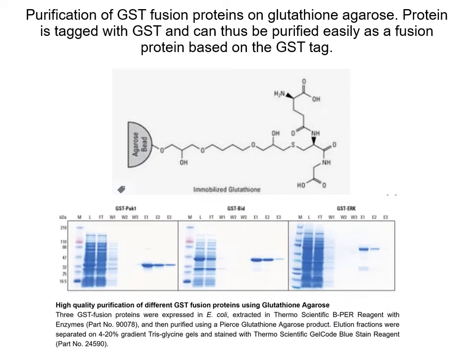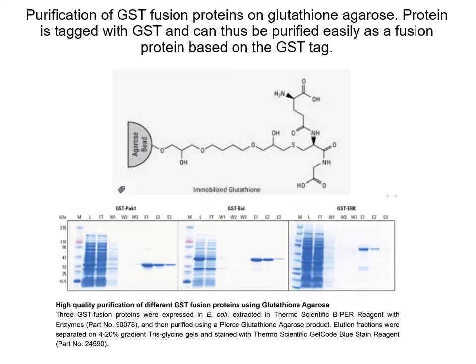Then we've got wash, wash, wash, and finally, the next 3 lanes, E1, E2, are elution, where the column with the bound protein is flushed with an extra of glutathione, which competes for the GST with binding to the matrix. So that basically flushes the protein off the column, again, because the GST has been released from the glutathione. And then the samples run, a little bit of it is run on this SDS polyacrylamide gel and then stained.